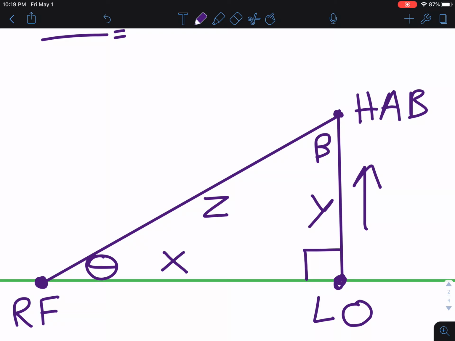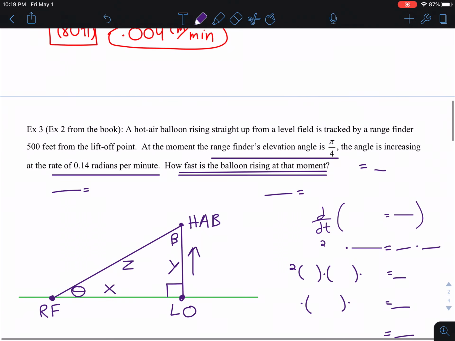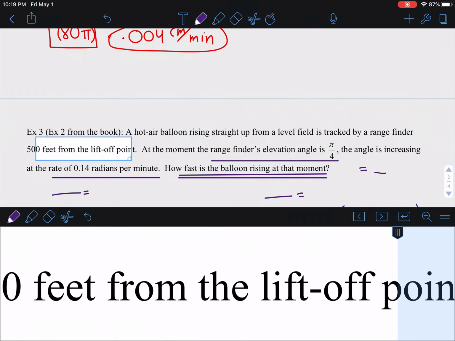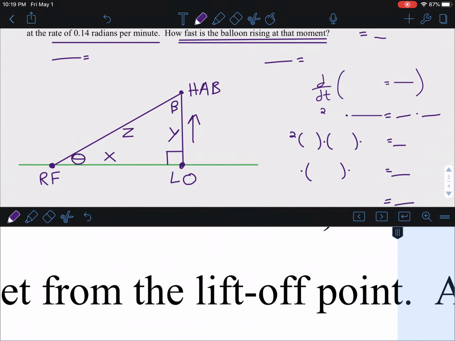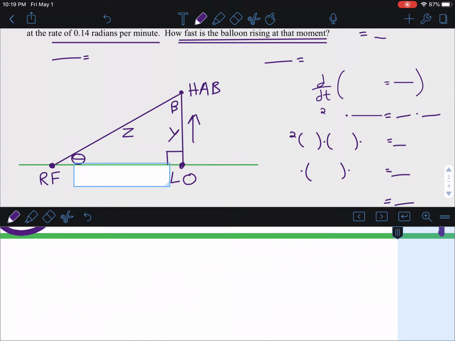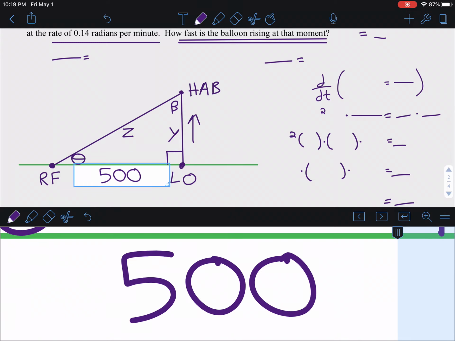But really, the answer should come pretty quickly because only one of these variables is constant throughout the motion of this hot air balloon, right? And that is going to be that the rangefinder is 500 feet from the liftoff point, and that would be our x. So I'm going to get rid of that variable and just put in a 500. Okay, that's going to always be 500. No matter what the hot air balloon does, the rangefinder is not moving.